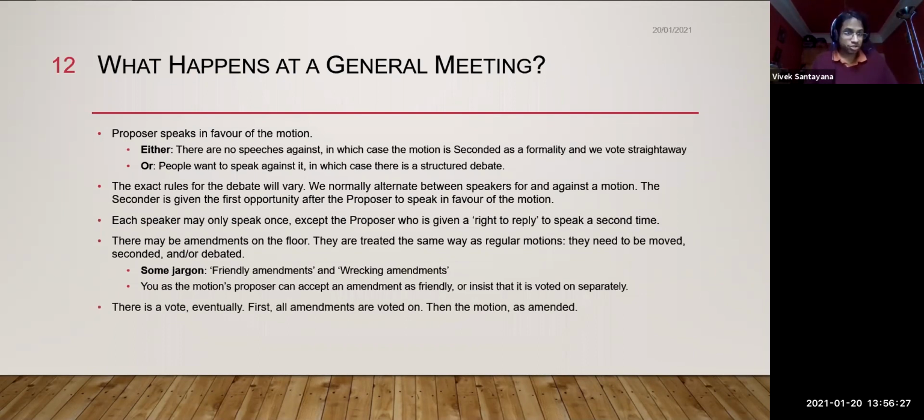And then eventually there will be a vote on this. First, all amendments will be voted on, and then the motion will be voted on based on which amendments were passed and which ones rejected. Any motion that is passed will become binding. Motions that are straightforward motions about branch actions will be binding on the branch. Any motion that requires substantial changes to the branch constitution or rules might require a 2/3 majority.